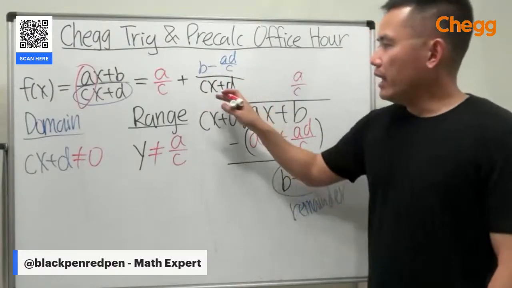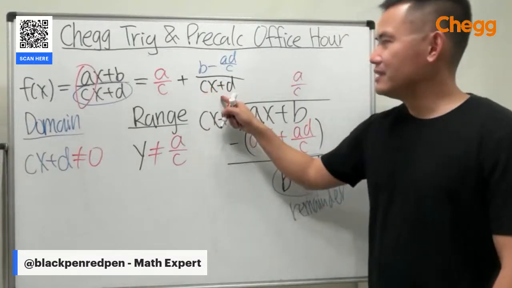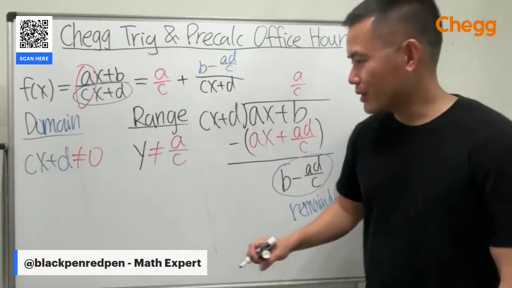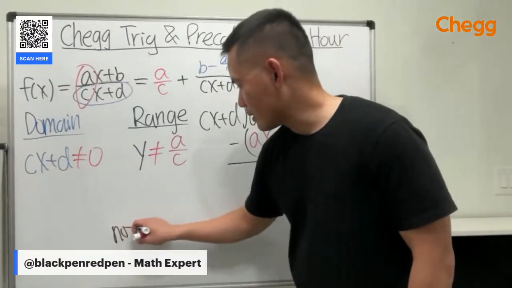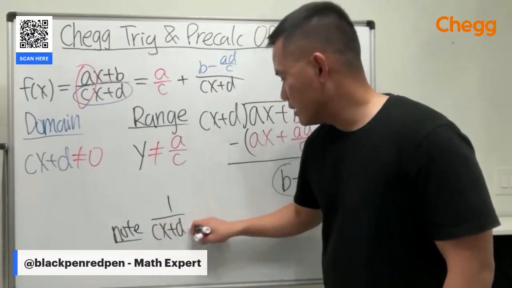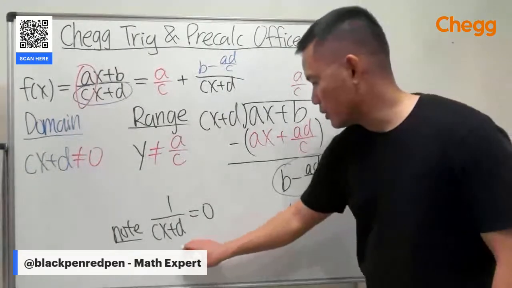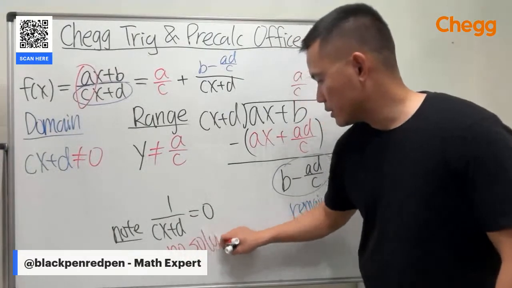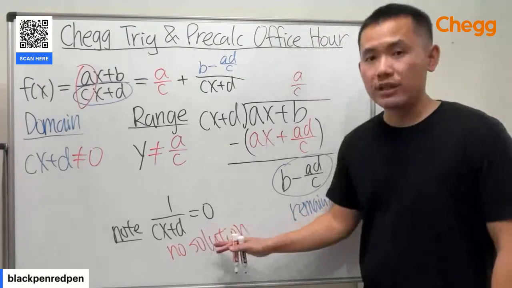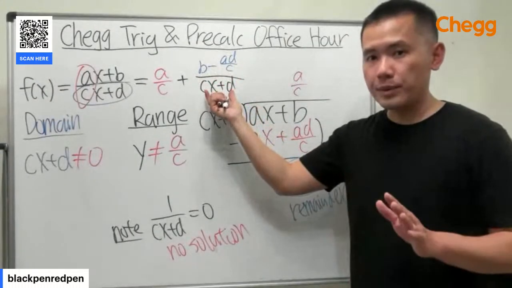Now, when x is really, really big, goes to infinity or negative infinity, this thing right here will approach 0, but it will not be equal to 0. So maybe just make a note of another: 1 over Cx plus D equals 0. This equation has no solution. It will just approach 0, but it will have no solution, right? So this portion will be really, really small, but it's not going to be equal to 0.